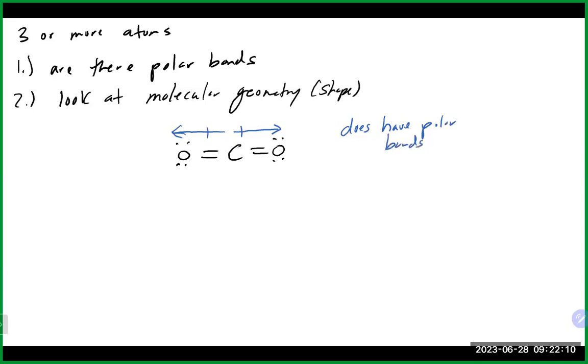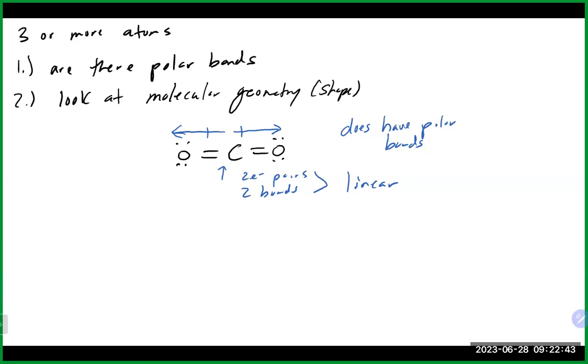So you may be thinking, well, it has polar bonds, so it probably is a polar molecule. But we do need to look at the geometry here. And this guy has 2 electron pairs. It has 2 bonds. The molecular geometry here is linear, which is basically a straight line. So in this particular case, although it does have polar bonds, because of the geometry, they actually cancel each other out. It's basically a straight line.